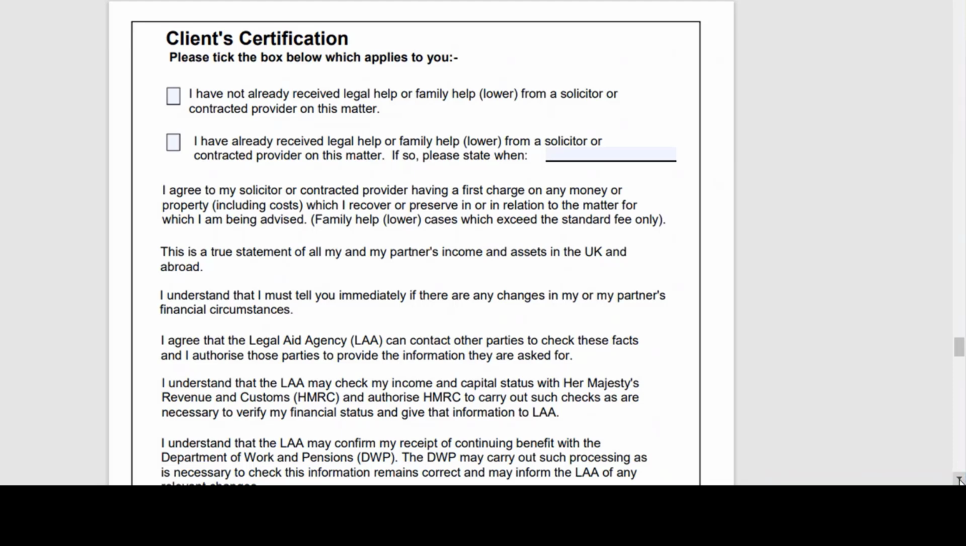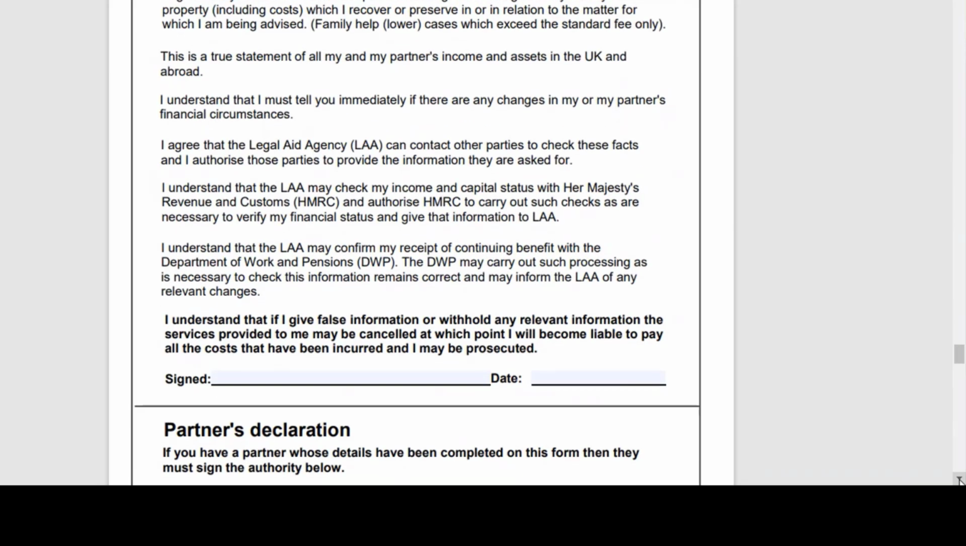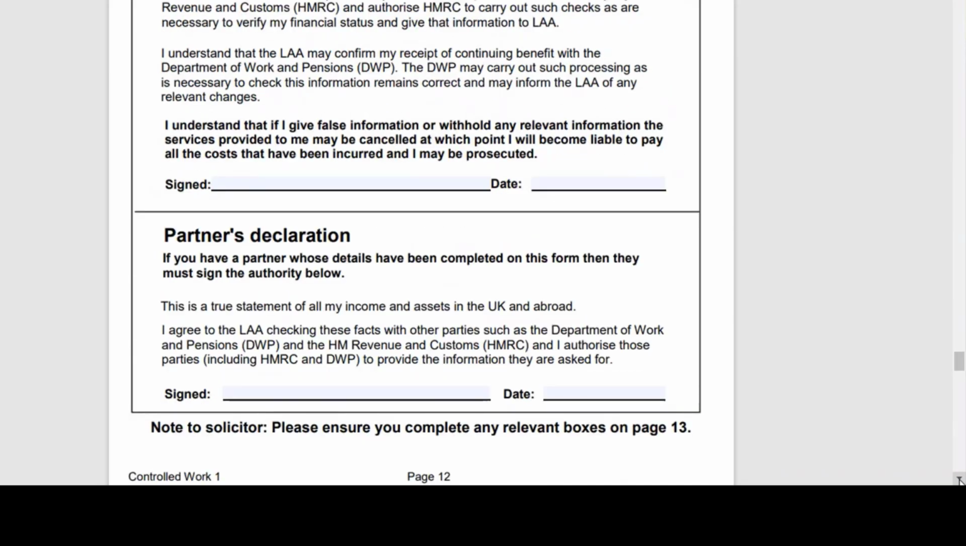So the client completes the certification, and at the very bottom of that section, the client has to sign and date the form, as does their partner if they have one. So that must be signed and dated. Without that information, you run the risk of this claim being made void.